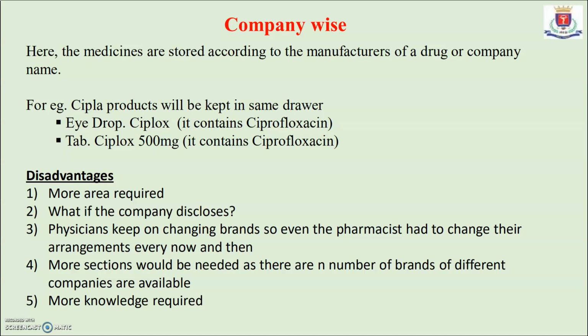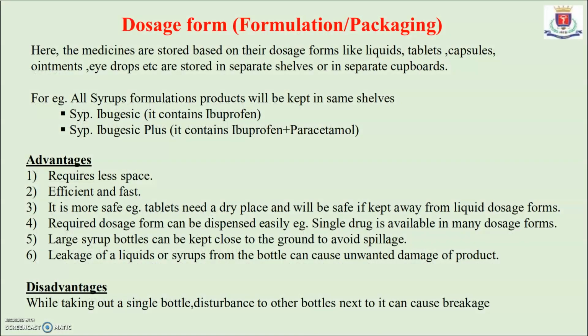So there are a lot of disadvantages. More area is required. And what if the company closes? Physicians keep on changing the brand, so the pharmacist has to change their arrangements every now and then. More sections would be needed as there are n number of brands from different companies available, and more knowledge is required. And the last and very important, dosage form.